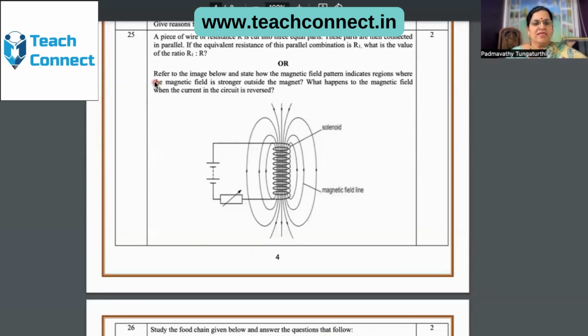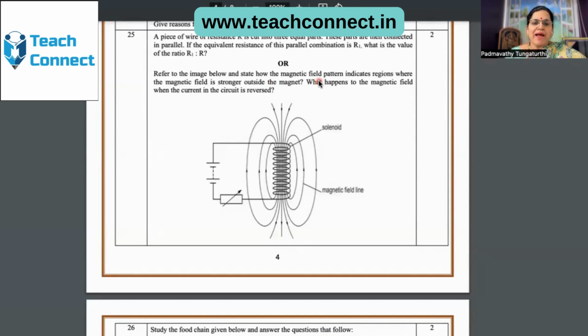Now, refer to the image below and state how the magnetic field pattern indicates regions where the magnetic field is stronger outside the magnet. What happens to the magnetic field when the current is reversed? There are 2 parts for this question. Refer to the image below. With respect to this image only, we are supposed to give the answer.